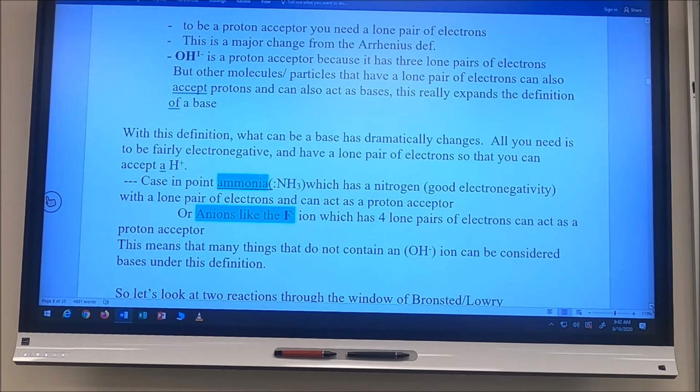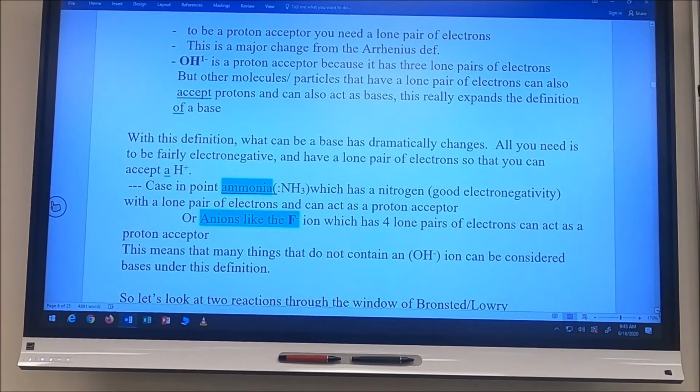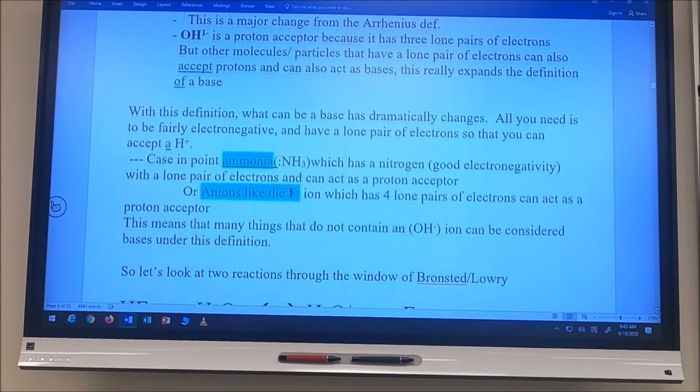This also means anions, like the fluoride ion or the nitrite ion or the acetate ion can also act as hydrogen ion acceptors. So you no longer have to contain just a hydroxide ion to be a base. This is the real expansion here of our definition. Okay? So the Bronsted-Lowry definition centers around a hydrogen ion exchange.